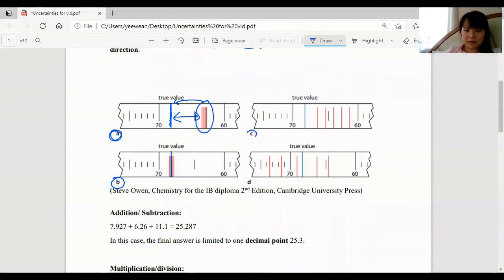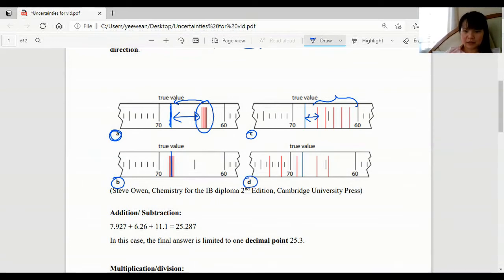Let's look at C. This one is not good because it's not precise. You can see that when we repeat the experiment, we keep getting a different value. It's quite far from each other. So repeating it, we can't reproduce the same results. And the other thing is that it's also not accurate. It's quite far from the actual value. So this is not so great.